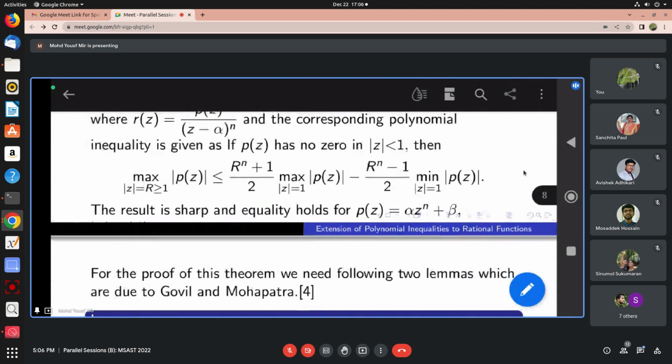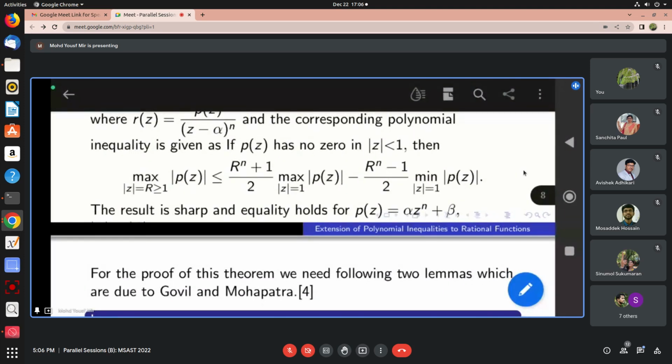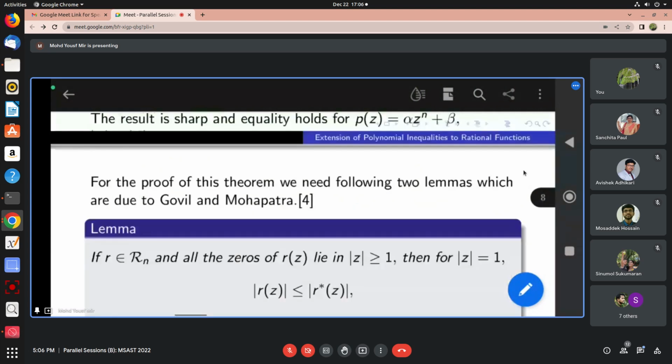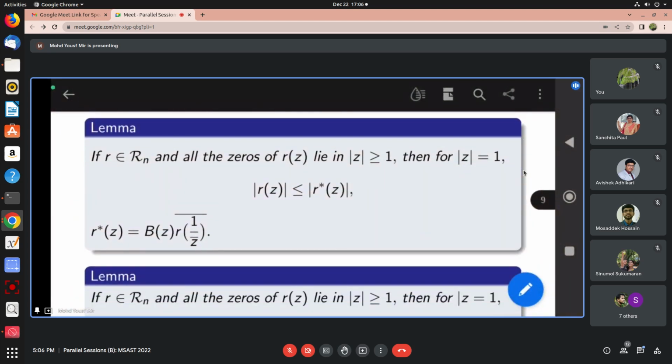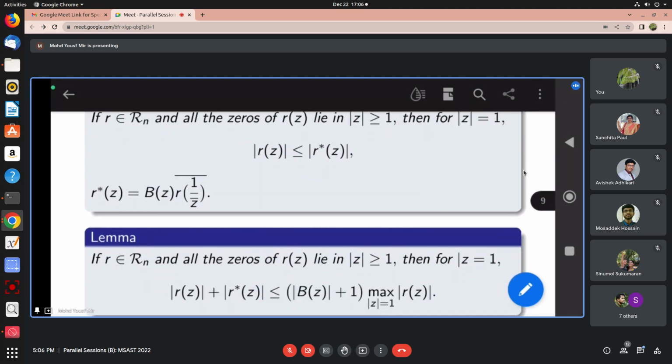This inequality has already been proved by Aziz and Dawood. And for the proof of this result, we need this lemma. If R belongs to R and has all zeros on and outside the unit disk, then for mod z equal to 1, we have this inequality: mod Rz is less or equal to mod R star of Z, where R star of Z is defined as Bz or 1 by Z conjugate whole conjugate.